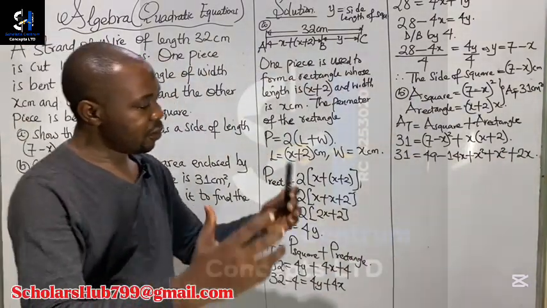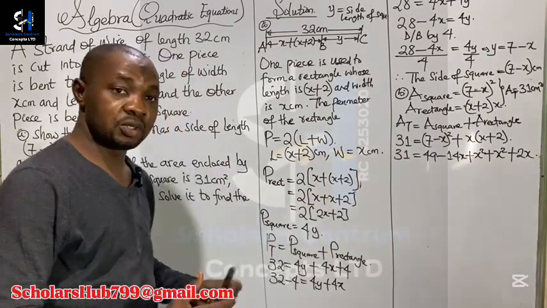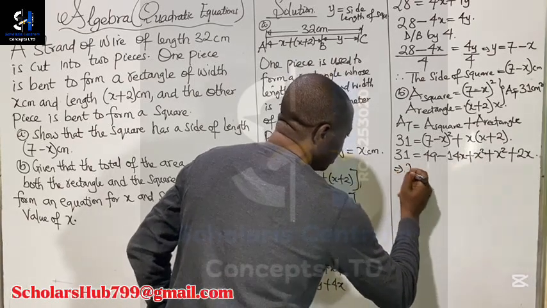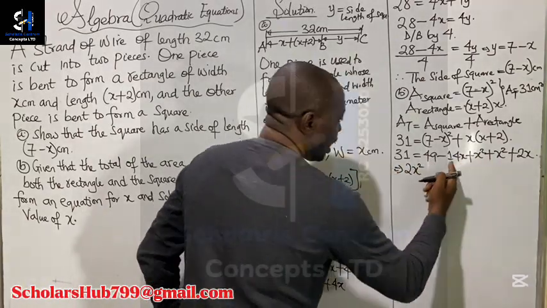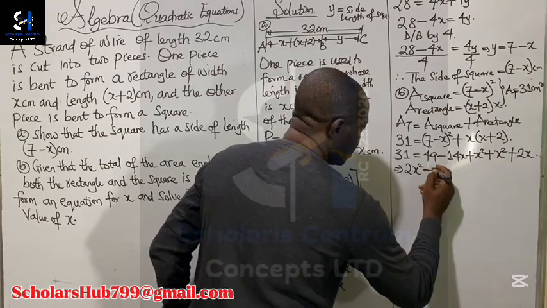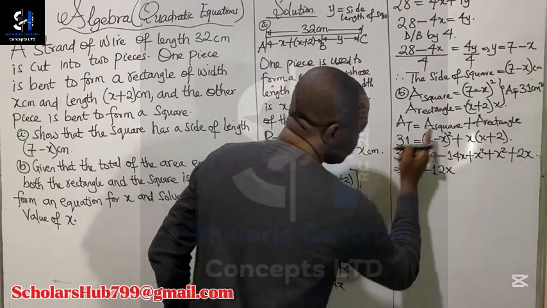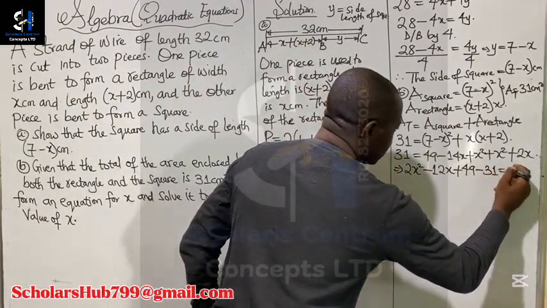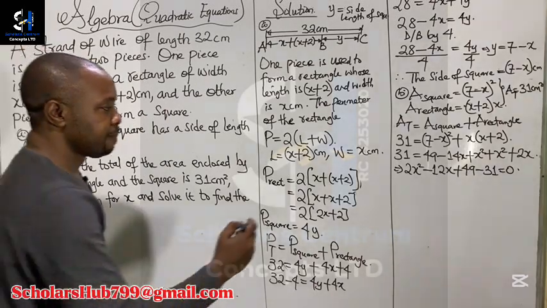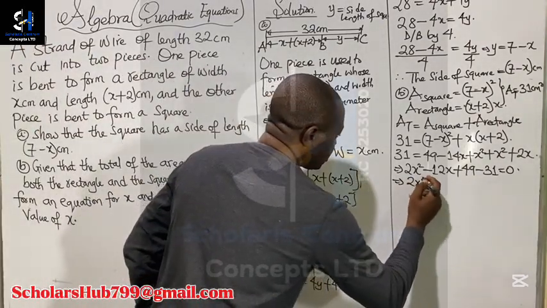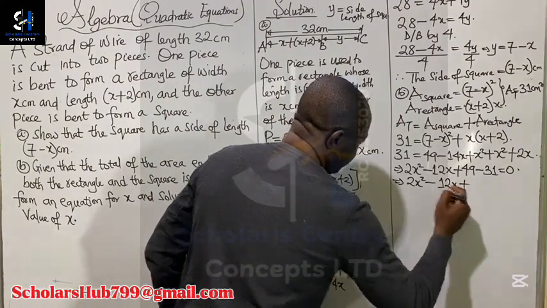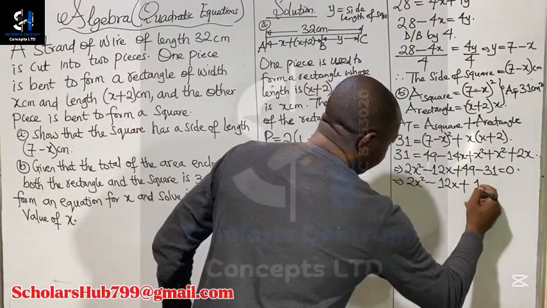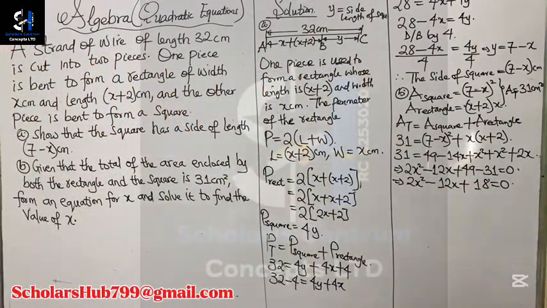Now let's form a quadratic equation. It's already a quadratic equation, but let's compress it. So we have 2x squared, and negative 14x plus 2x will be negative 12x. Then I'm going to move 31 to the other side, so we have 49 minus 31 equals 0. So this will be 2x squared minus 12x plus, now 49 minus 31, that's going to be 18.